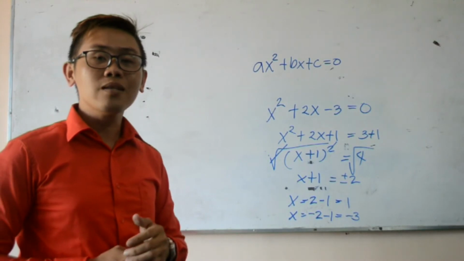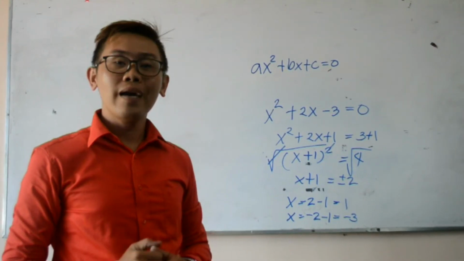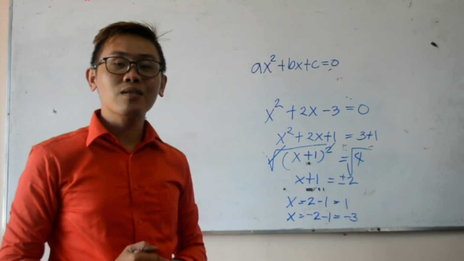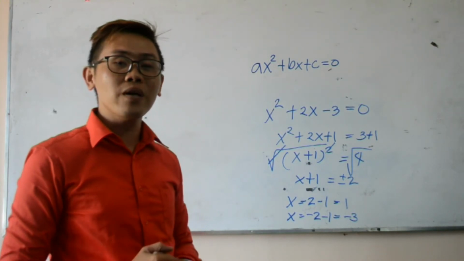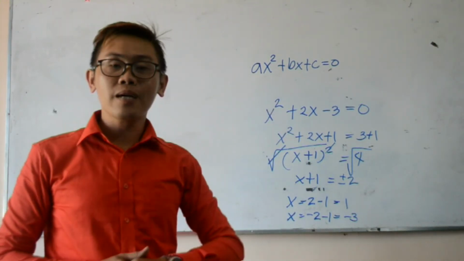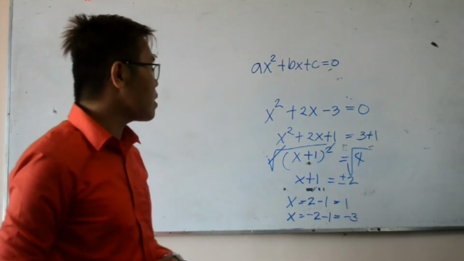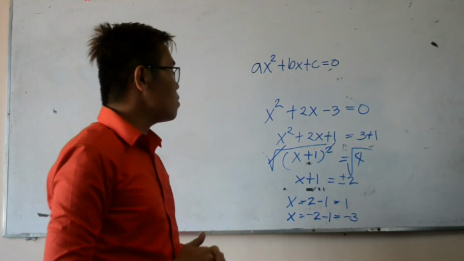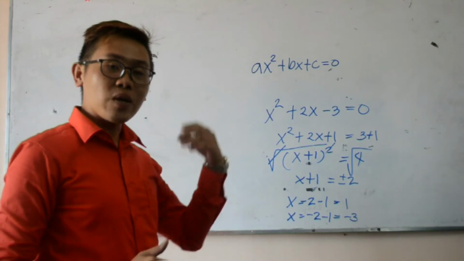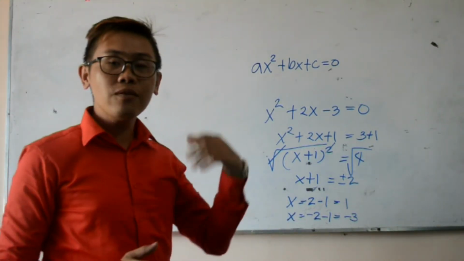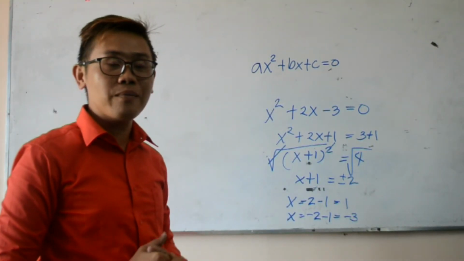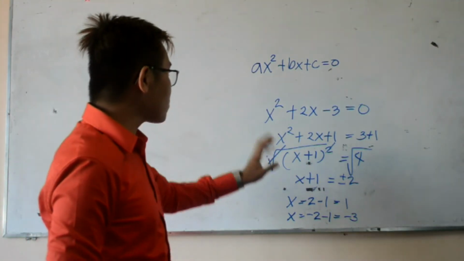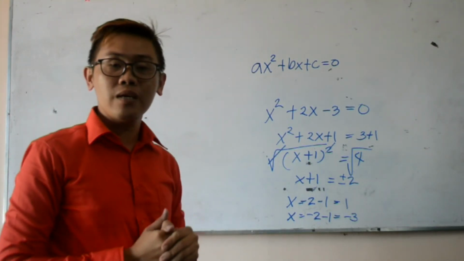That's the completing the square method. Again, to solve the quadratic equation using the completing the square method, we will take this example, x squared plus 2x minus 3 is equal to 0. What we do first, transfer negative 3 to the other side of the equation by adding 3. So we have x squared plus 2x is equal to 3.